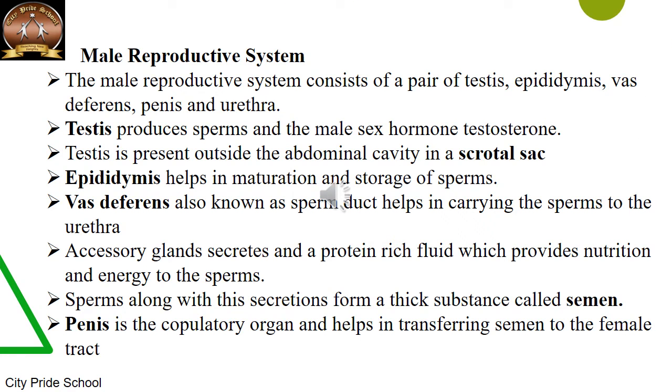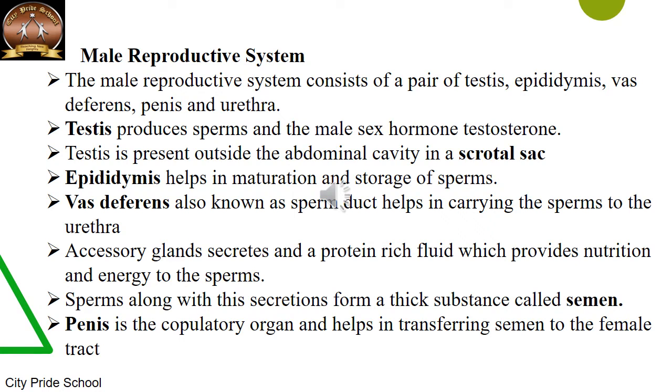So now in the male reproductive system, we said the basic features. It consists of a pair of testes, epididymis, vas deferens, penis, and the urethra. First, we have the testis, which produces sperms, and it also produces the male sex hormone testosterone, which is responsible for the sexual development of the males. The testis is present outside the abdominal cavity in the scrotal sac. Why is that? Because the temperature requirement for the formation of sperm is a little lower than the human body temperature, so it has to be present outside the abdominal cavity.